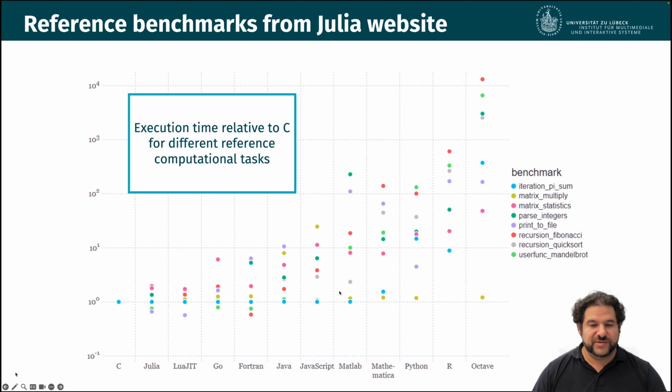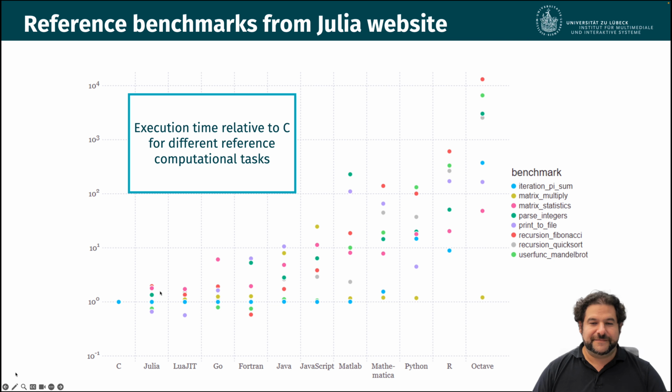JavaScript is also all over the place. MATLAB, some of the functions, parsing of integers takes 100 times more than in C. And if you go to programming languages that are frequently used, such as Python or R, you will see that some of them are even thousands of times slower than the implementations in C, especially if you do things that the language is not designed for, such as recursion. So calculating the Fibonacci numbers using recursion is very slow in R, and it's also very slow in Octave. So there is a lot of information in here, but the key information is Julia is relatively fast, and the things that are slower, they're just a little bit slower than C.